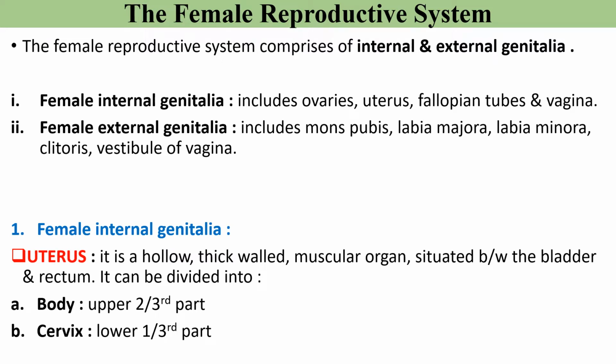First in the list is uterus. Uterus is a hollow, thick-walled muscular organ which is situated between the urinary bladder and the rectum. It can be divided into a body that forms the upper two-third part of the uterus and a cervix that forms the remaining one-third part.